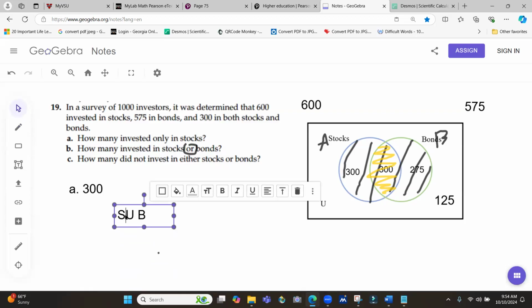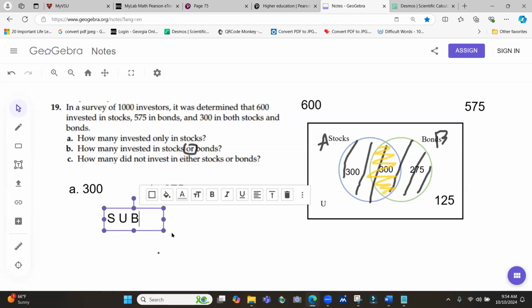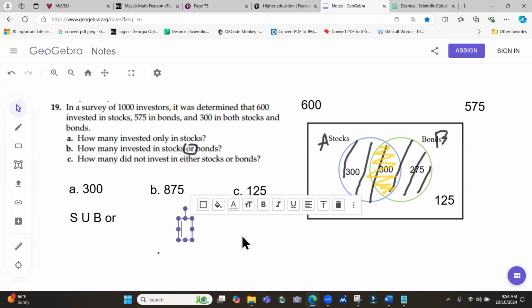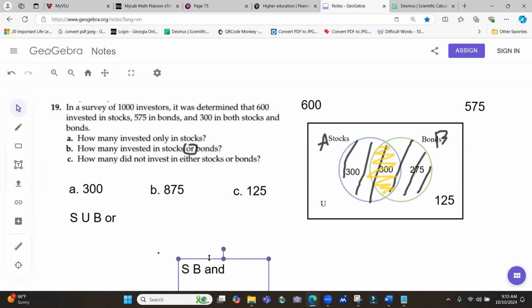Again, or goes hand in hand with union, and and goes hand in hand with intersection. S intersection B goes hand in hand with and. Give me 1 second. I will put the intersection sign.